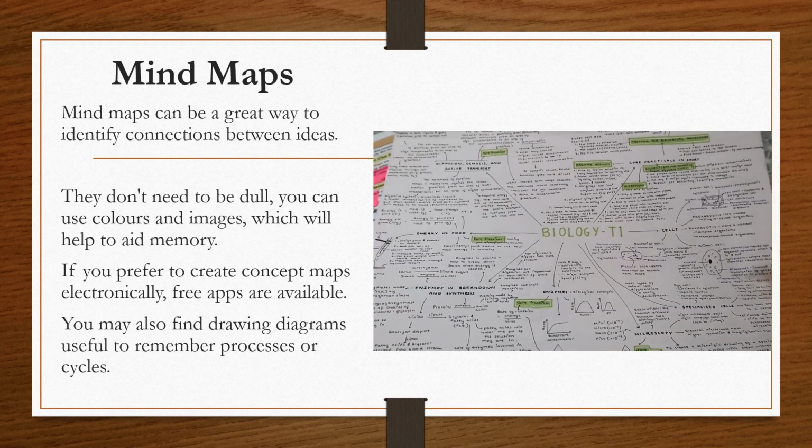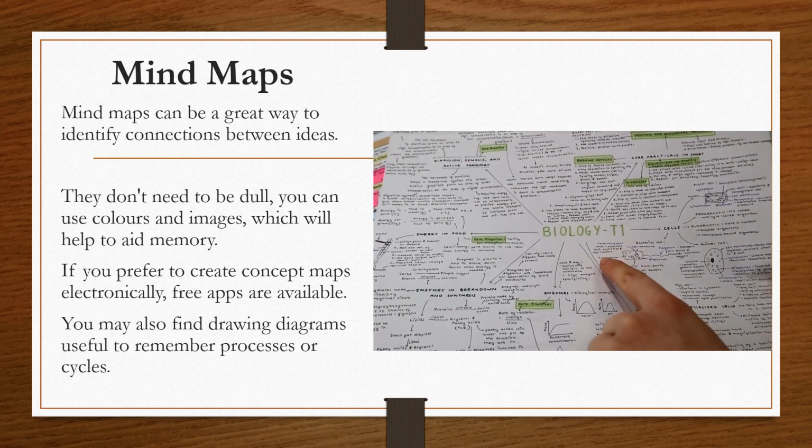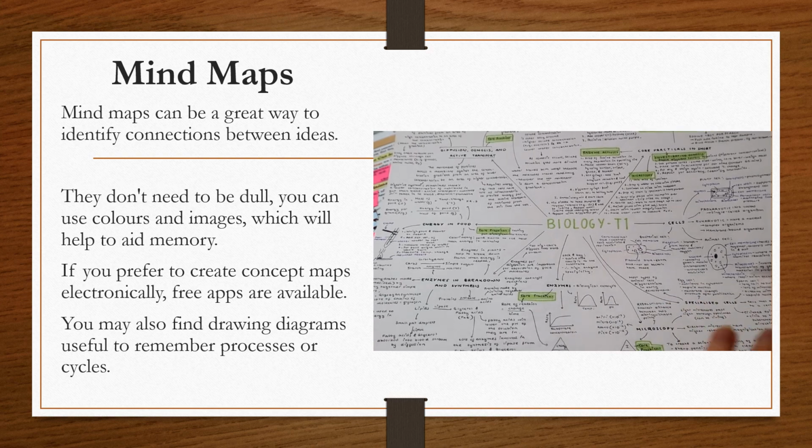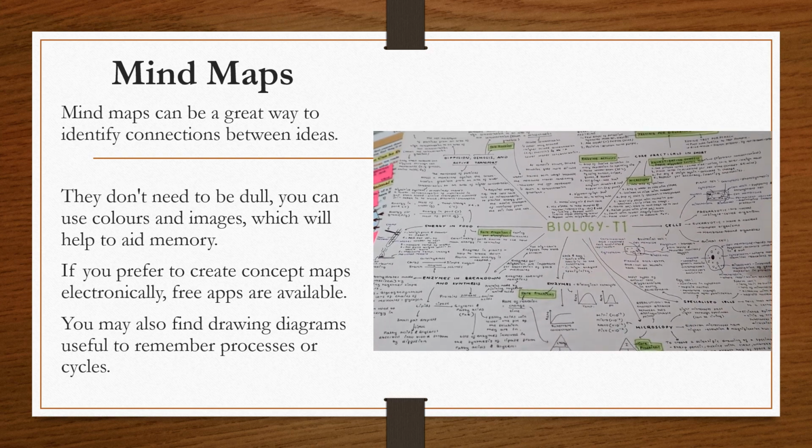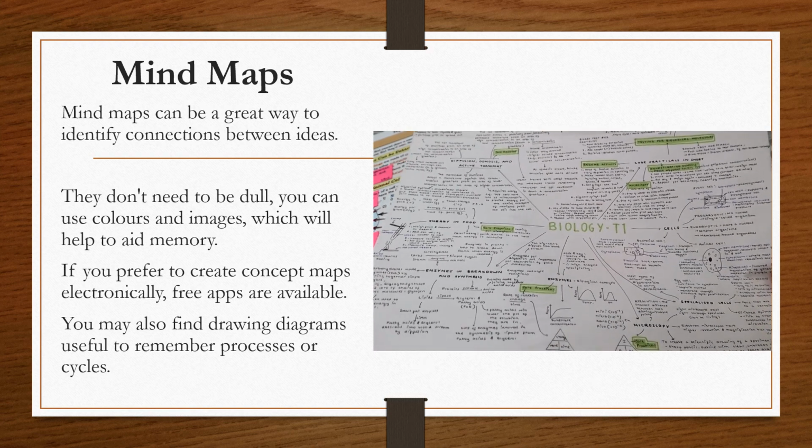So first of all, when you look at the mind map, you can clearly see the title is in the middle of the page, and for each science I chose a different colour. So for biology I chose green, and then for chemistry and physics I chose different highlighter colours so that I could distinguish between the 2.